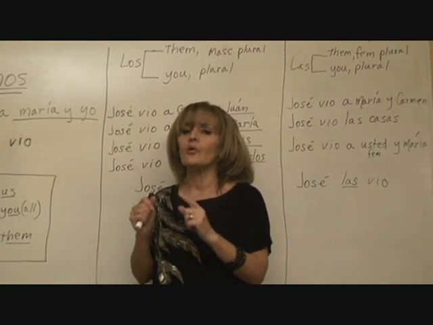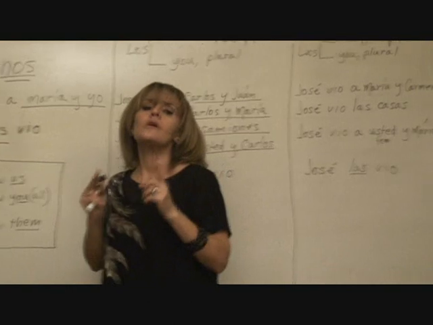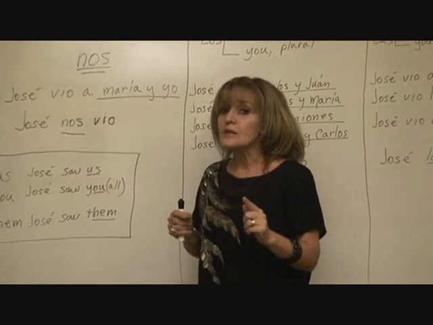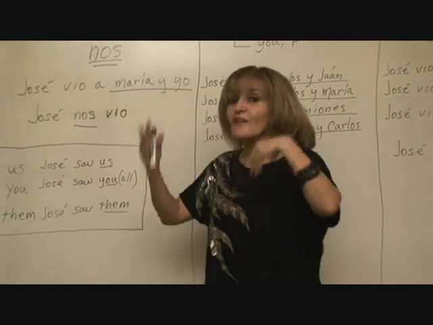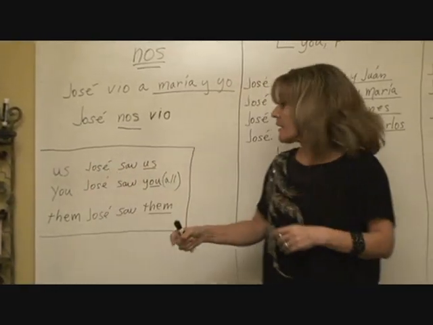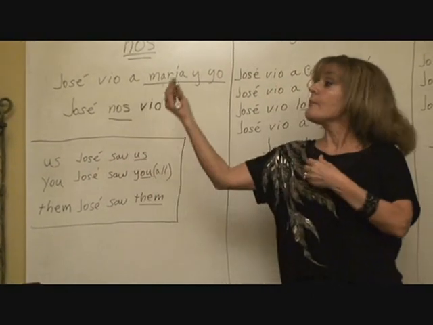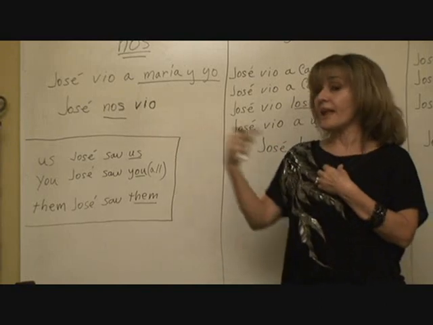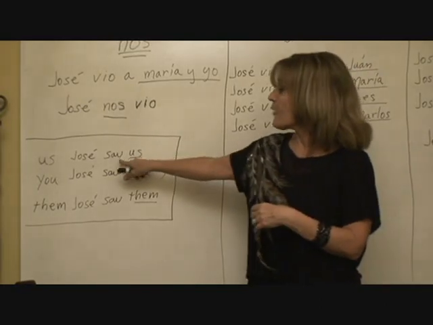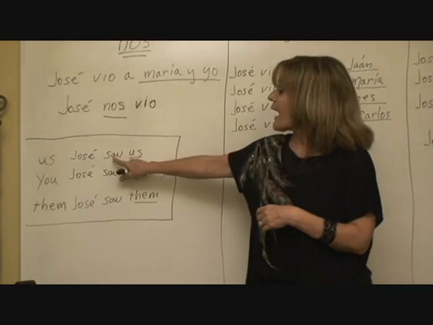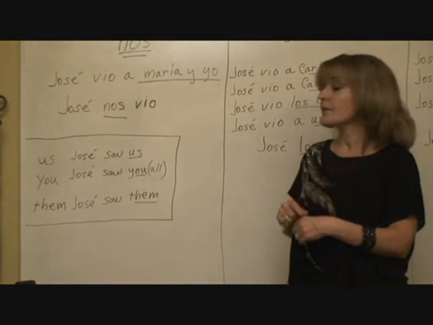Let's quickly review the plural forms of the direct object pronouns in English, just so that you can compare with Spanish. The first one, of course, is us. Jose saw Mary and I. Jose saw whom? Mary and I, us. And notice how in English you place the direct object pronoun after the conjugated verb.